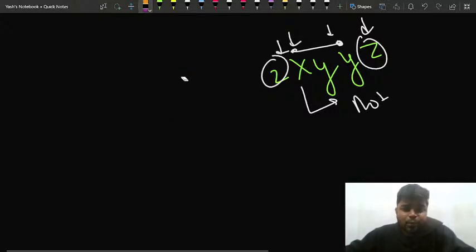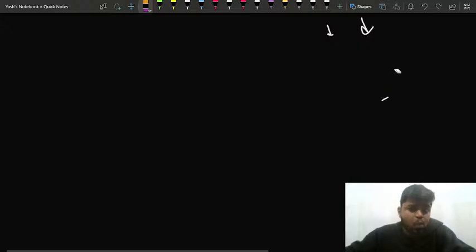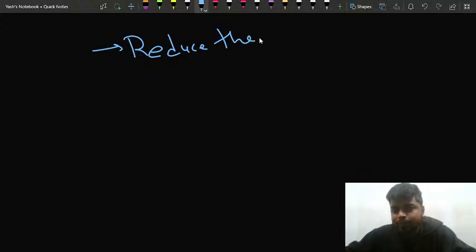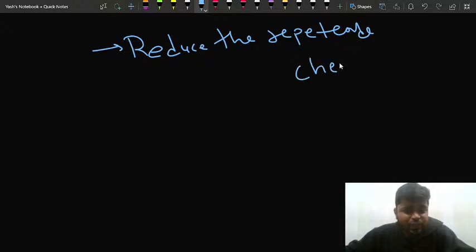So in this case, what I'm doing is trying to minimize my repetitions. I can reduce the repetitive task. My task would be to reduce the repeated checking that I need to do.